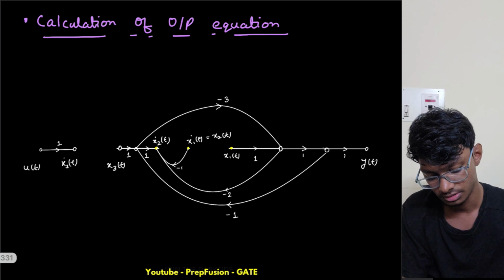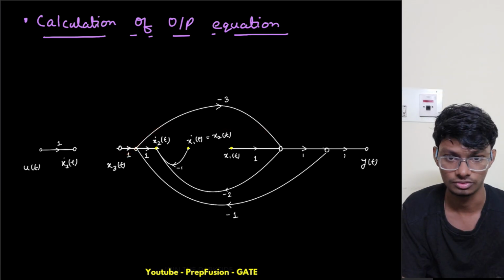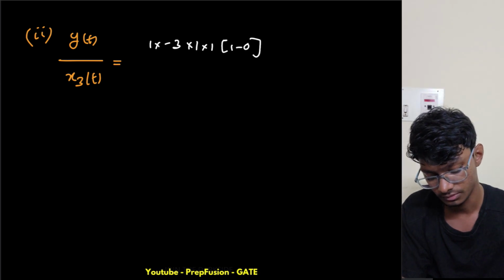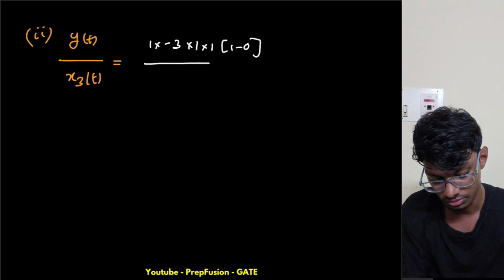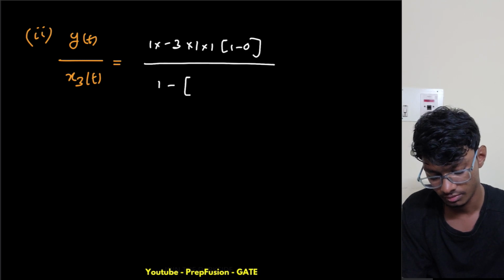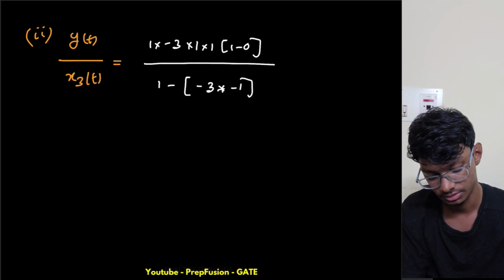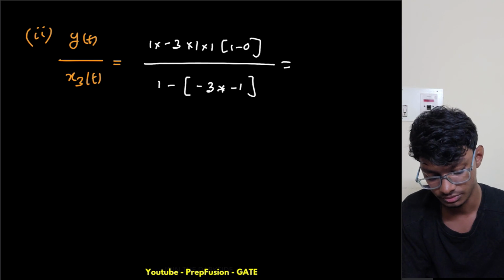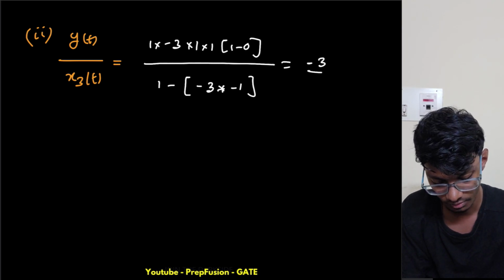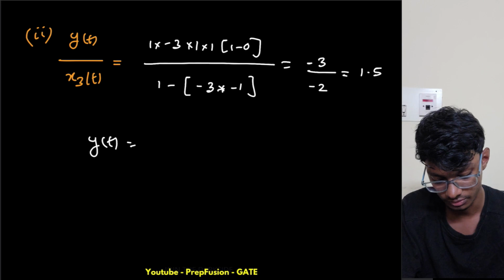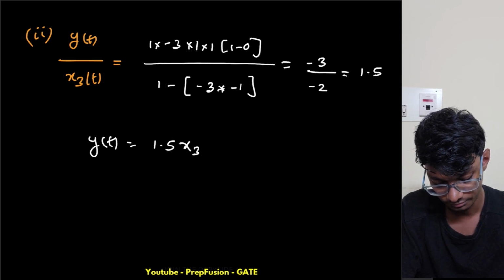Again, as we can see, this is taking into action the loop only. So again, the associated loop gain will be 1 only. Now what is the determinant? So 1 minus minus 3 into minus 1, again the same thing, right? So what is this equal to? This is minus 3 by minus 2, this is 1.5 only. So y of t equals 1.5 x3 of t.